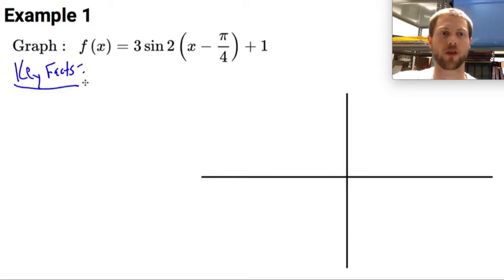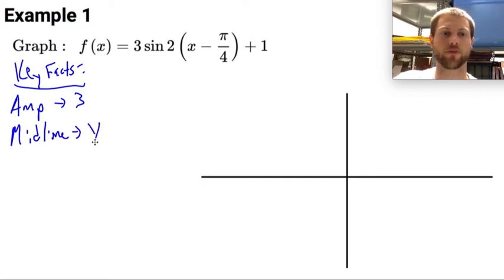And so I'm going to start off with the amplitude. The amplitude, that's given by the a value, so that's going to be 3. The next piece that I'll do is I like to do my y transformations together. So now let's talk about the midline. That's going to be y equals 1.